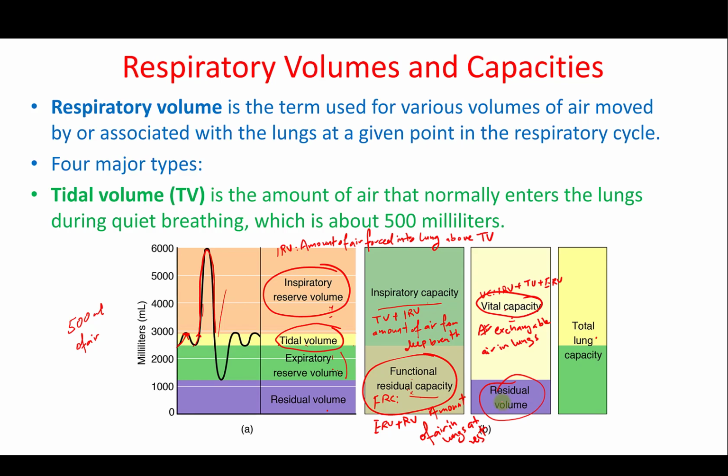But the residual volume always remains there. So there is always around 1200 milliliters of air in your lungs. Not necessarily the same air always, but volume-wise, it is there. Then we have the total lung capacity, which is the total amount of air that your lungs can hold. If you take a deep breath and hold it, inside your lungs you have the total lung capacity. Okay? So those are the 4 capacities.